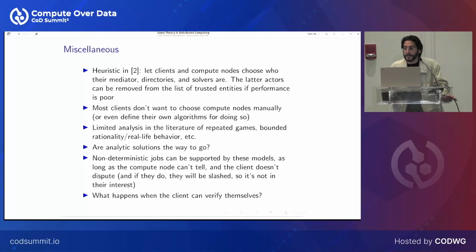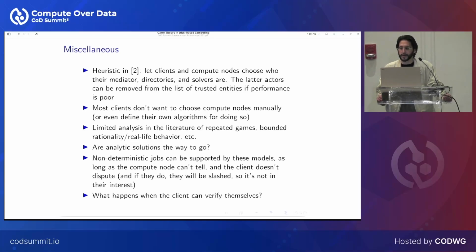In the literature, there's relatively limited analysis of repeated games and bounded rationality and real-life behavior, right? All of these games are repeated games. You have this marketplace of clients and compute nodes, and a client is usually going to send out more than one task in their lifetime, and a compute node is going to compute more than one task in its lifetime. And so these are very much repeated games, that's a gap in the literature.